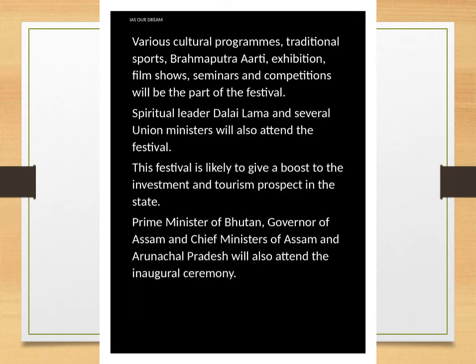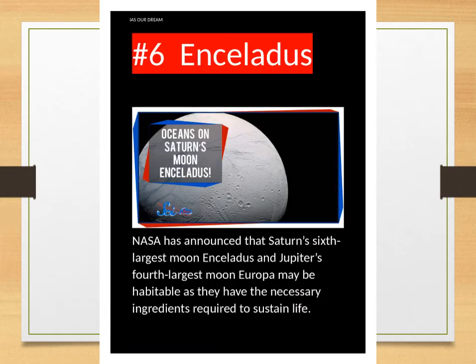Various cultural programs, traditional sports, Brahmaputra Aarti, exhibitions, film shows, seminars and competitions were part of the festival. The spiritual leader Dalai Lama and several union ministers also attended the festival, which was basically to give a boost to the investment and tourism prospects of the state of Assam. The Prime Minister of Bhutan, the Governor of Assam, and the Chief Ministers of Assam and Arunachal Pradesh attended the inaugural ceremony.